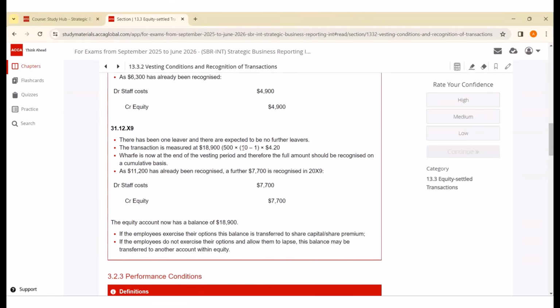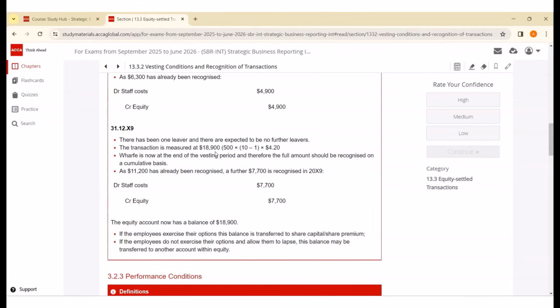By this time, we are sure that only one person has left. So we come back to the calculation of 9 persons, 500 share options per person multiplied by the fair value of options at the grant date. This figure is still the same because it is an equity settled share-based payment transaction.